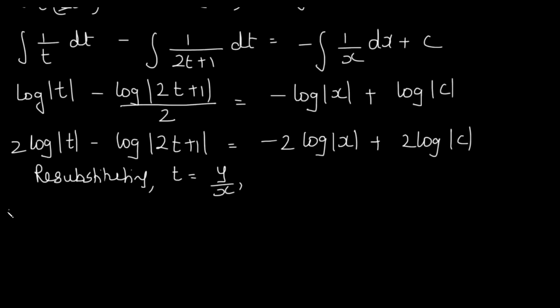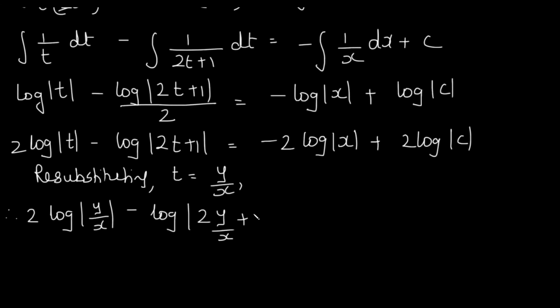So therefore, we get 2 log, instead of t, we put y upon x, minus log of mod of 2 y upon x plus 1, minus 2 log c is equal to minus 2 log x. RHS remains the same.